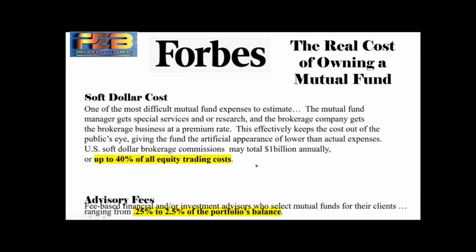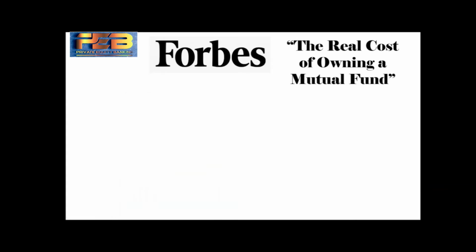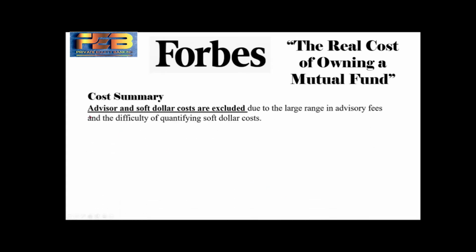We don't see it. Another one is your advisor. You will see this one. Your advisor is going to charge you anywhere between 0.25% and 2.5% for your entire portfolio's balance. That's the average there. So when Forbes summarizes this article, they take both the advisor percentage and the soft dollar costs, and they exclude them.